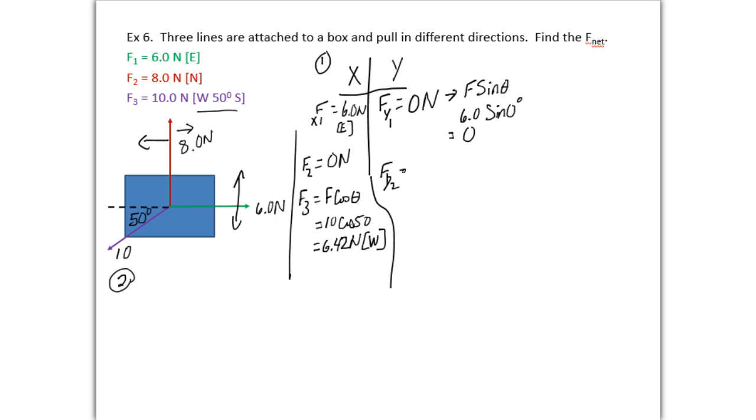So your force 2, its y component. This force again is 8 newtons north, and there's no left or right, so it's just 8 newtons. And that's north. And your force 3, the y component, again it's your force times sine of the angle. So 10 newtons times sine of 50 degrees, and it's 7.66 newtons, and that's going to be south.